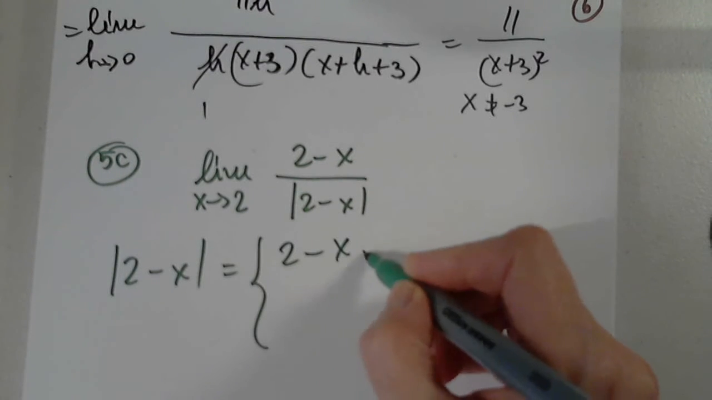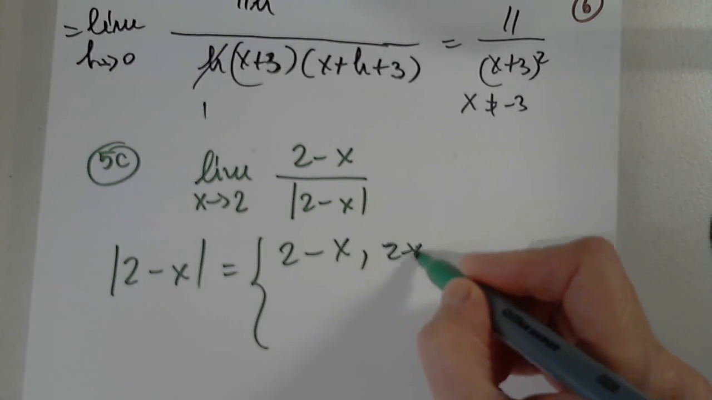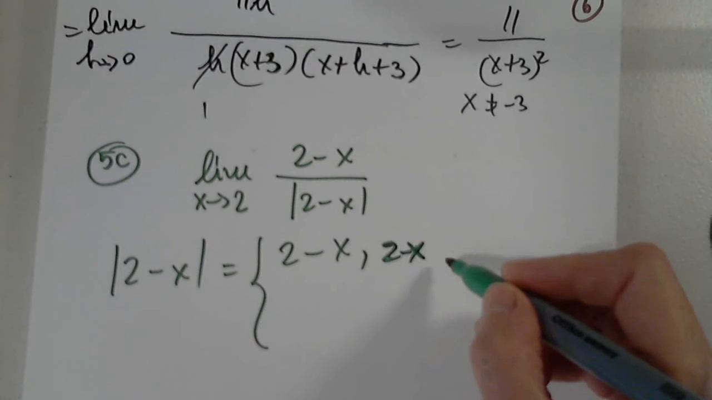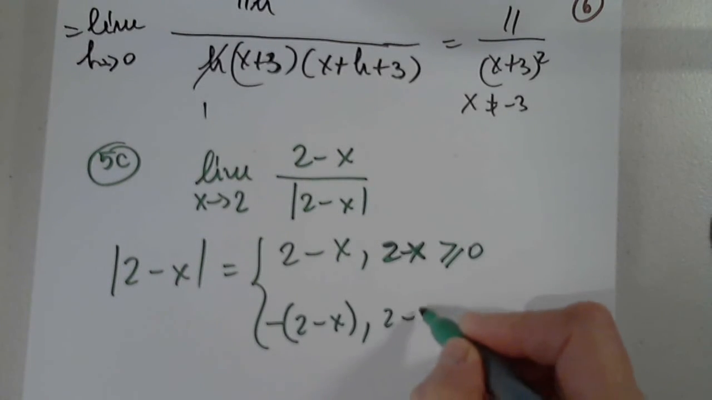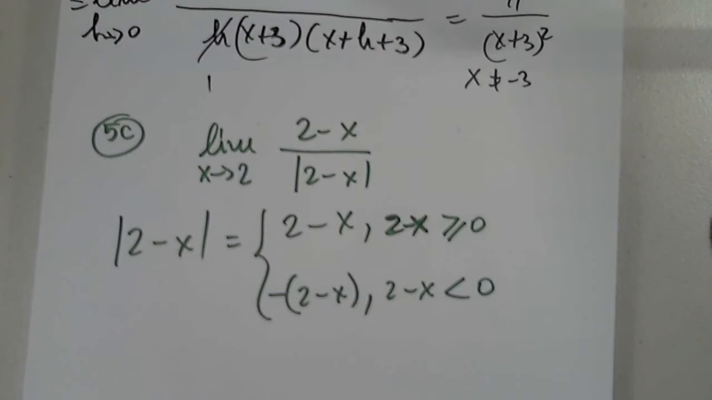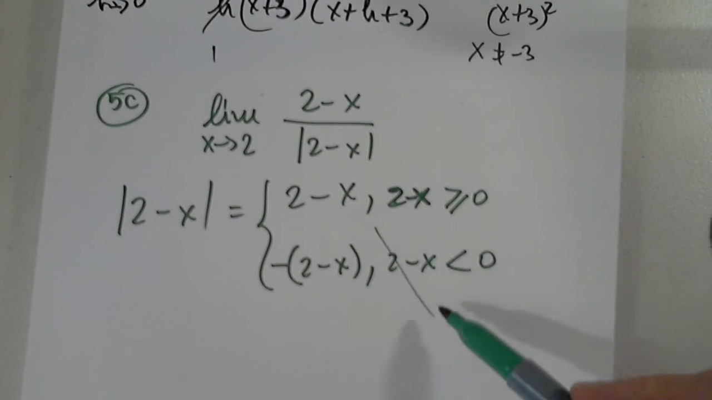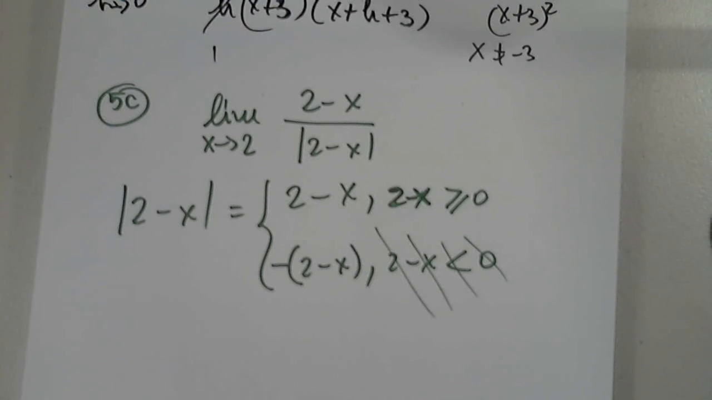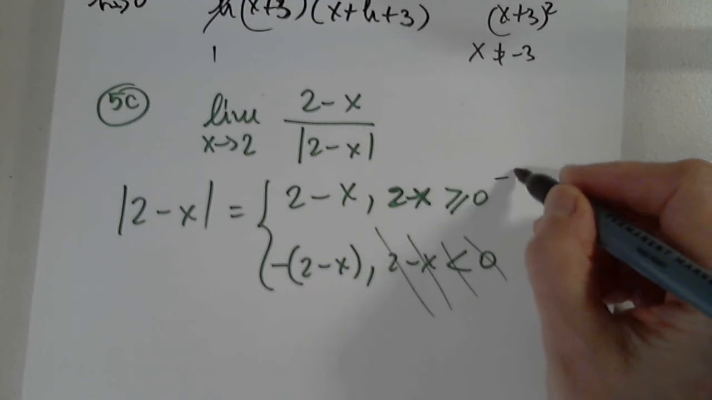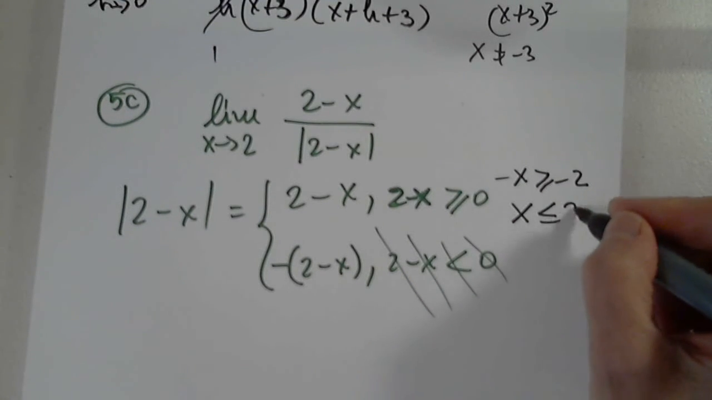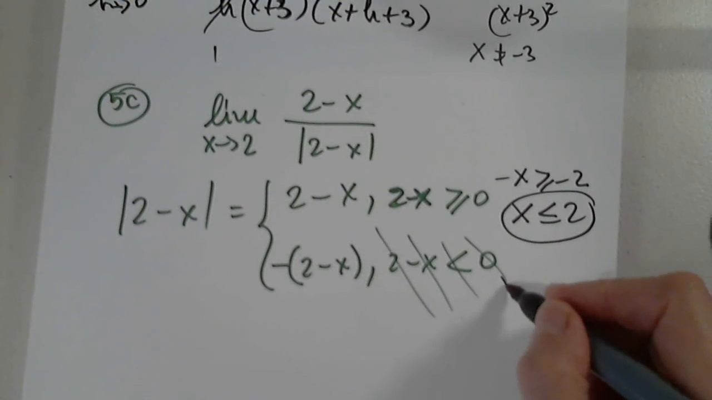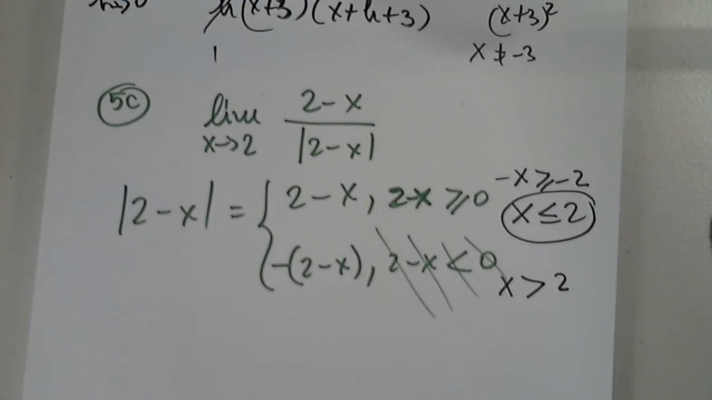So then we have 2 minus x if 2 minus x is greater than or equal to 0, and negative (2 minus x) if 2 minus x is less than 0. And remember, we do not solve that. There is no need. We only solve the first one, which is negative x greater than or equal to negative 2, and that reduces to x less than or equal to 2. Therefore, the other case is x greater than 2.